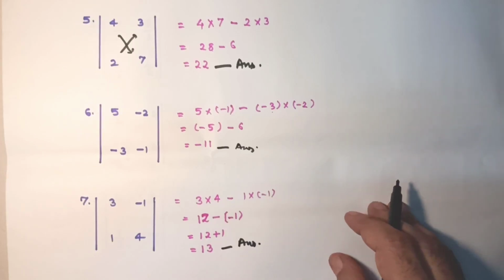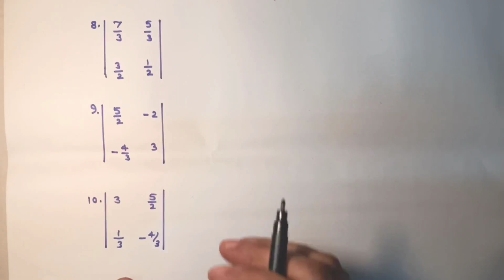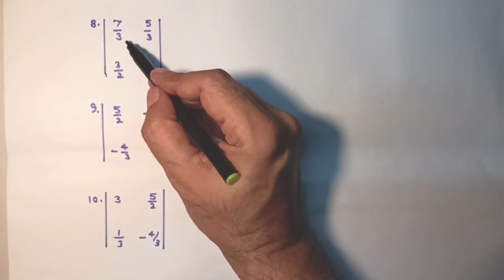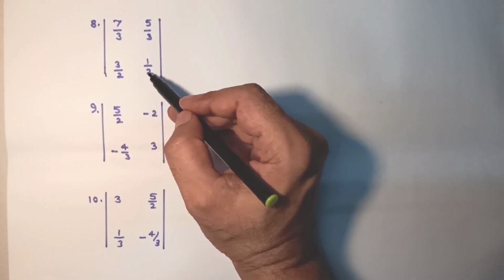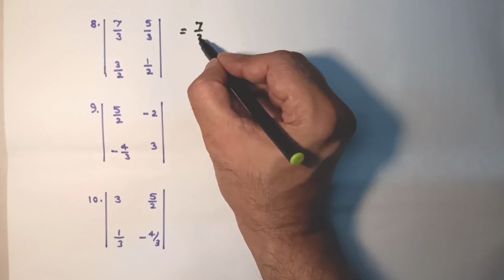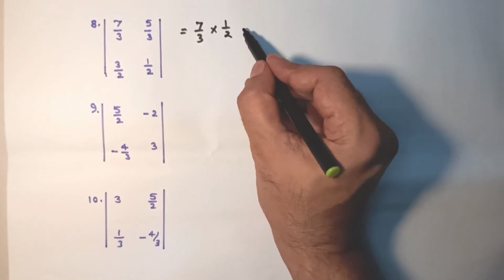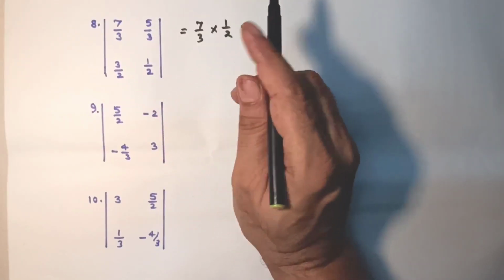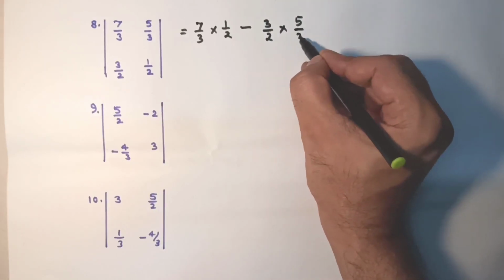So determinant is very simple. The problem comes when you get numbers in fractions. Now see here, 7 upon 3, 5 upon 3, 3 upon 2, 1 upon 2. Now how to solve this? Same way, write 7 upon 3 into 1 upon 2, this into this, and then minus 3 upon 2 into 5 upon 3.